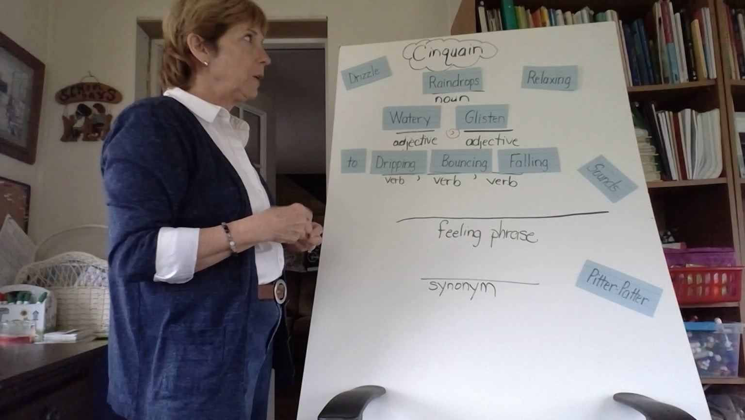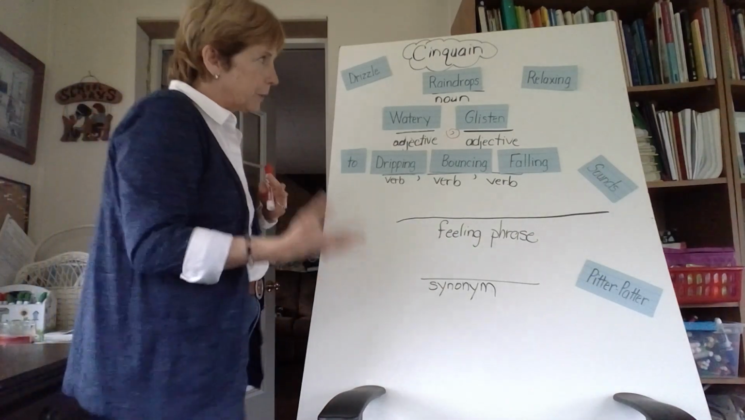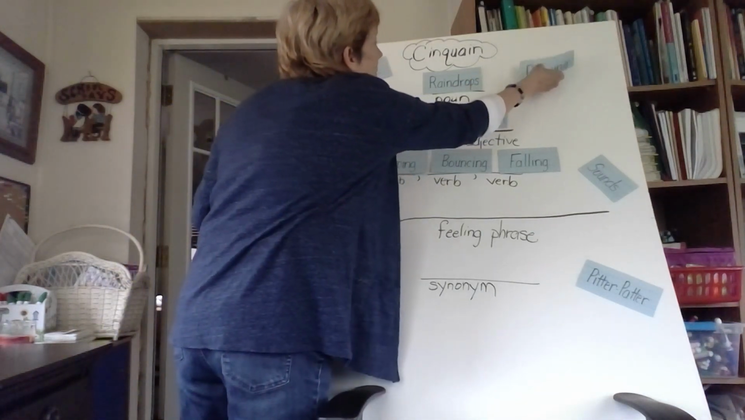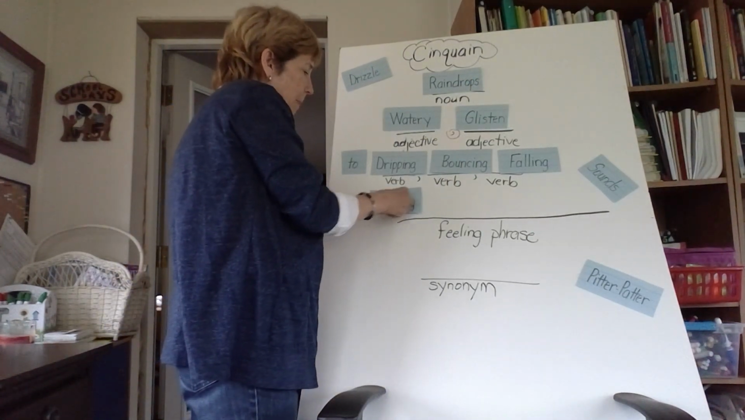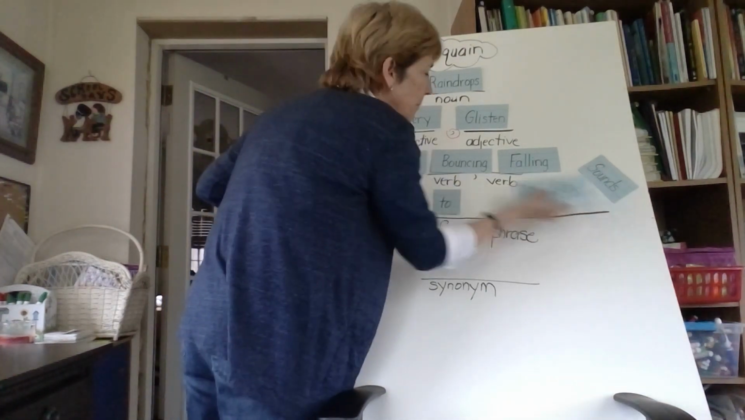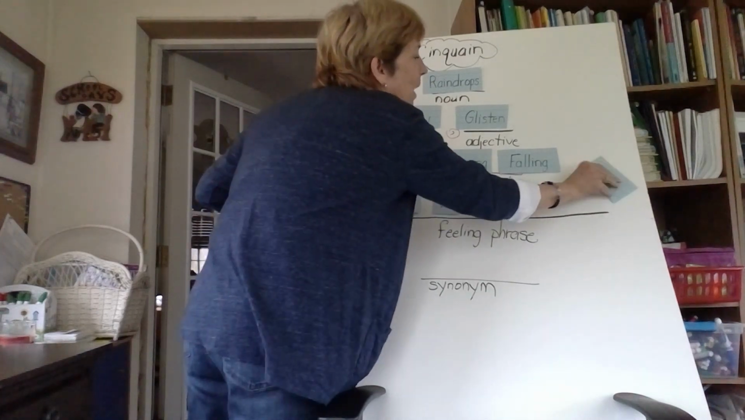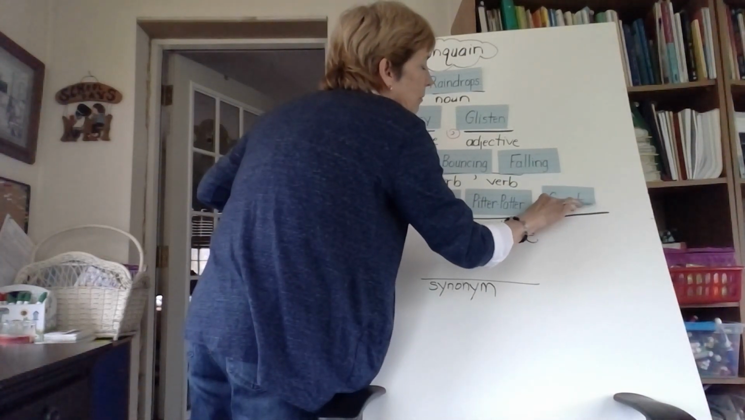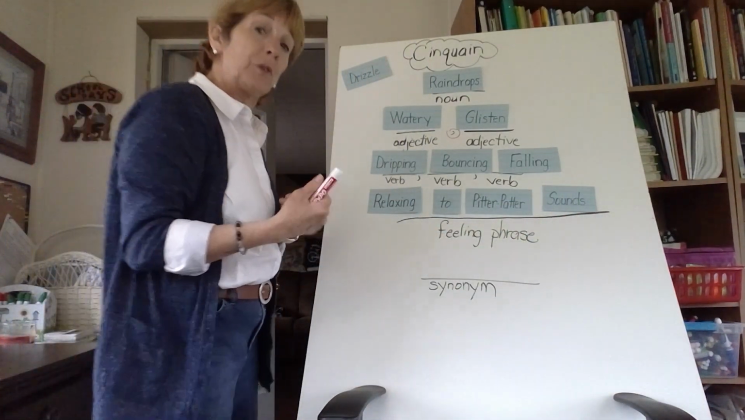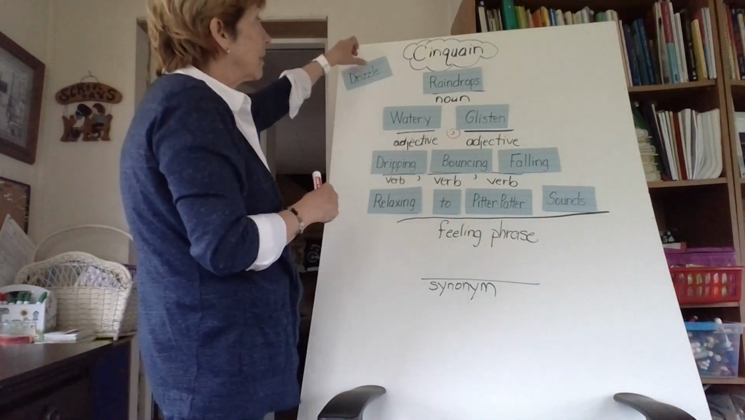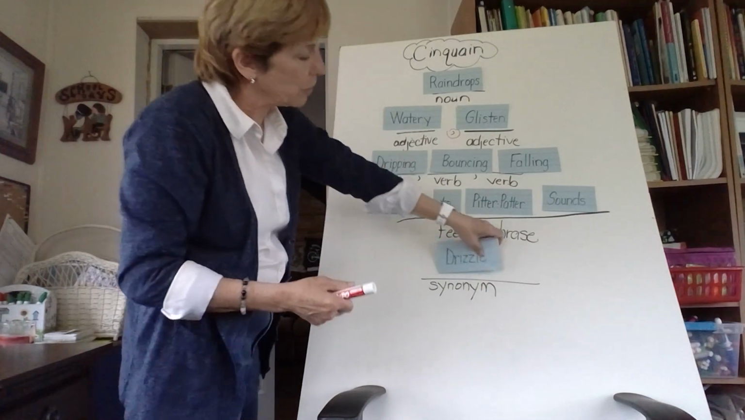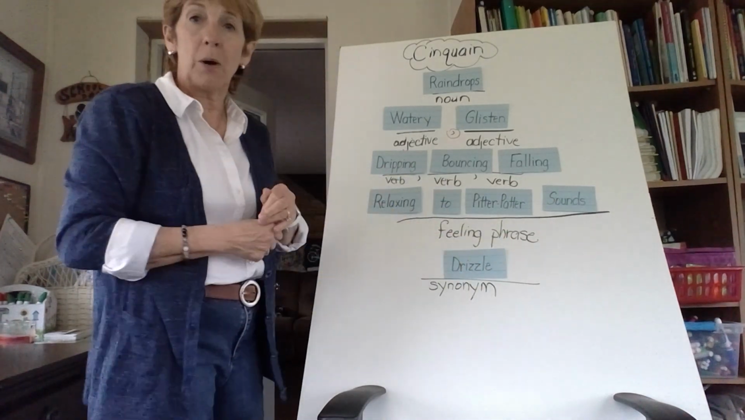All right, now I need a feeling phrase. Something about how I feel about rain. The only feeling word I see is relaxing. Relaxing to pitter-patter sounds. Now I have one word left. Hopefully it's going to be a synonym for raindrops, and it's the word drizzle. Synonym for raindrops, drizzle. And there's our poem.